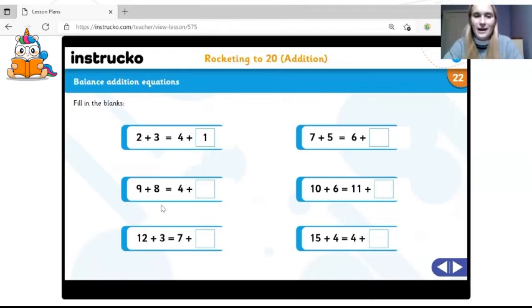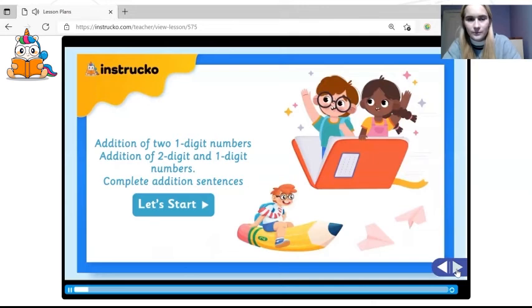So 9 plus 8 equals 17. So we've got to find out what this missing number could be. So what's 17 minus 4? 17 minus 4 equals 13. So our right answer would be 13. And look, we get a little tick here because we have balanced the addition equation.